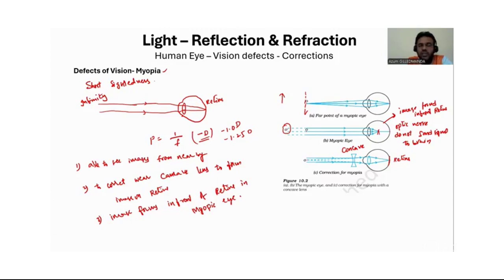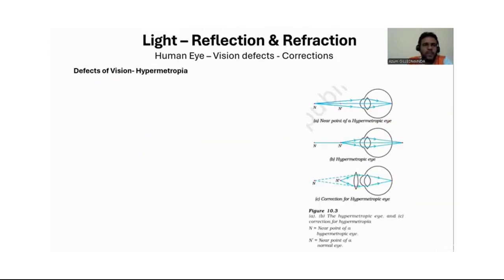That's the major defect that most people will see. Then there's another defect, that is hypermetropia. So what is this hypermetropia? It's the opposite of myopia. What does opposite mean? It's long-sightedness.